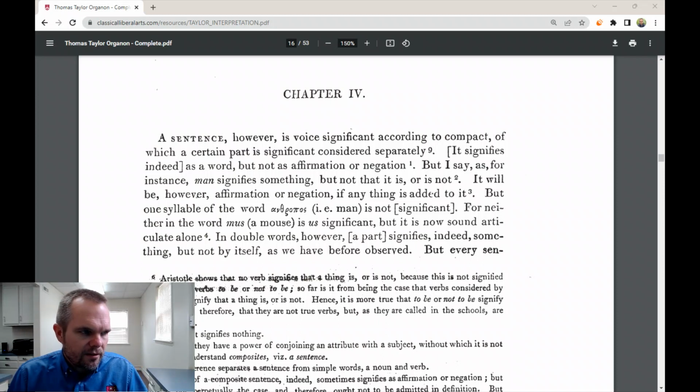A sentence is voice significant according to compact, of which a certain part is significant considered separately. It signifies, but what does it refer to? Does it refer back to the sentence, or does it refer to a certain part? And the answer is it refers back to a certain part. And that's a little bit of confusion caused by our translation that can cause you some difficulty in reading these first few lines. And they're important, so let's make sure we understand it.